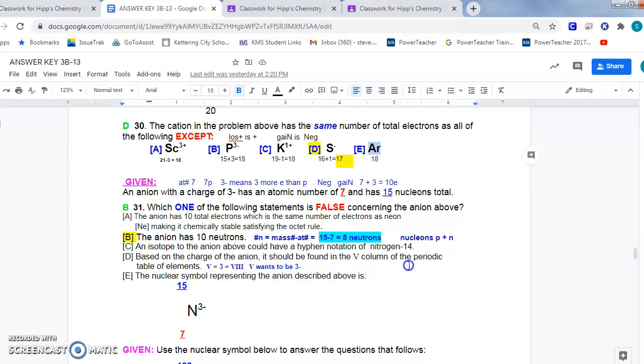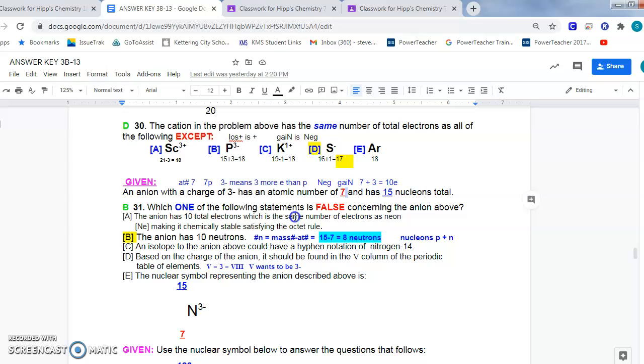An anion with a charge of 3 minus has atomic number of 7 and 15 nucleons. So if its atomic number is 7, that means there's 7 protons. If it's 3 minus, it means there's 3 more negatives than positives. So how many would it have? That would be 10. If there's 3 more negatives than positives, that would be 10 if it has 7 positives.